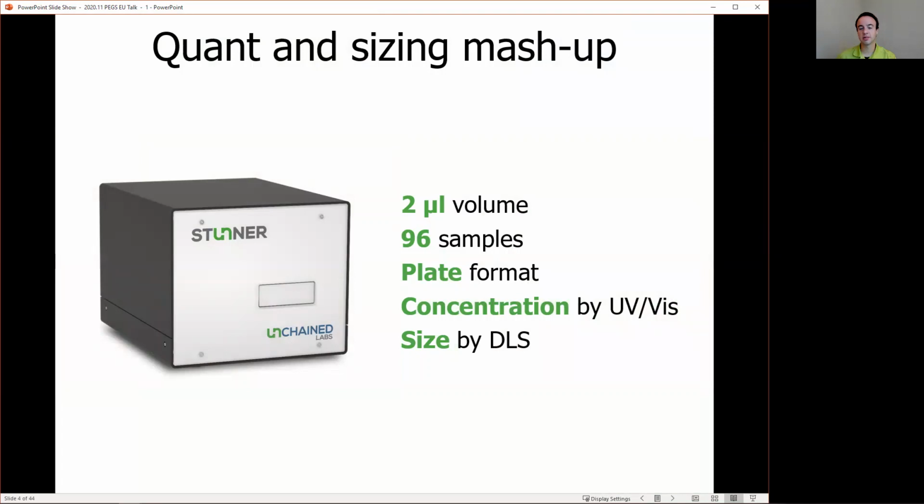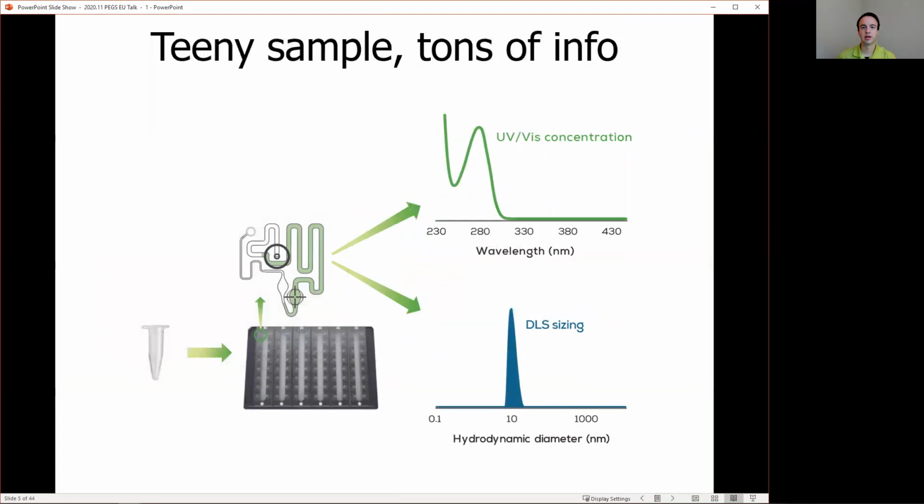Stunner combines two different technologies in one instrument for the first time to enable answers on quantification and aggregation all at once. 2 microliters of sample gets the concentration of your protein samples while making sure that you're measuring monodispersed proteins, not a bunch of aggregates. This is done for up to 96 samples per run in a plate-based format. So from one read, Stunner can gather UV-Vis absorbance information to determine concentration and DLS information to determine size and size distribution.